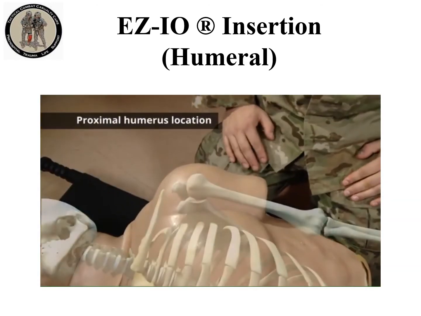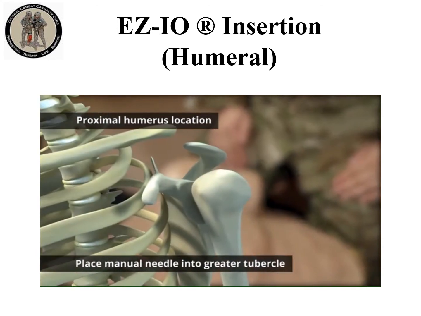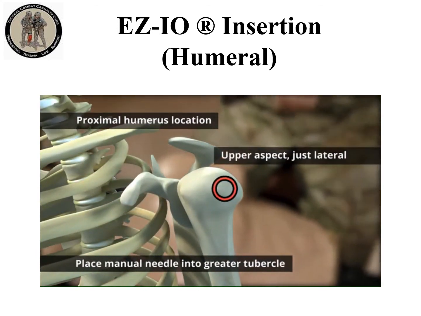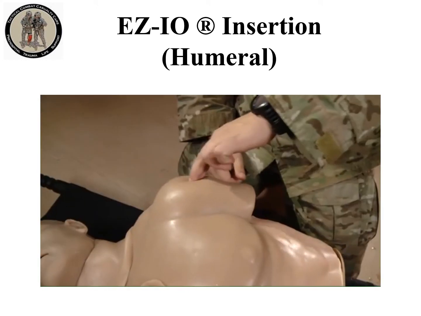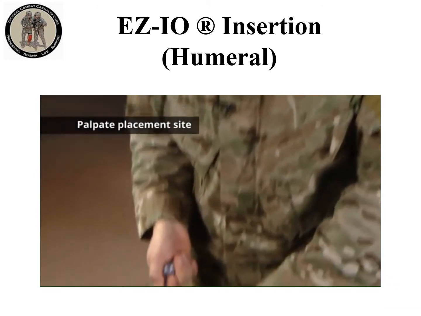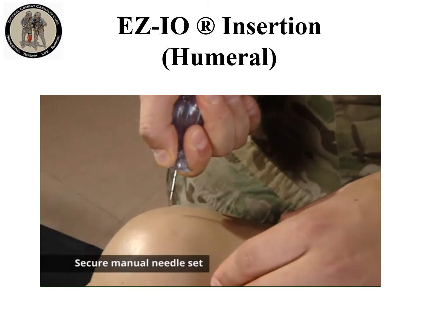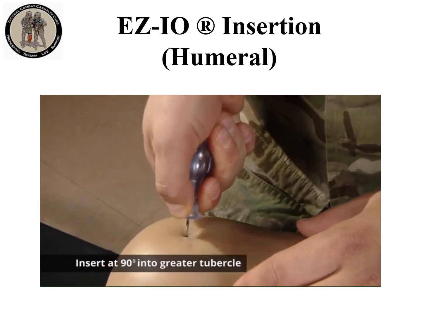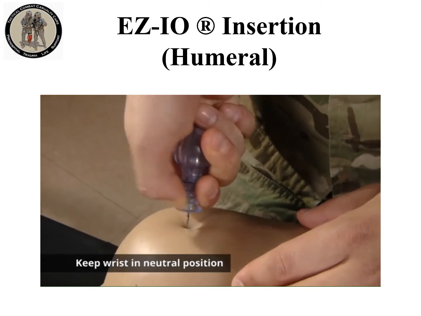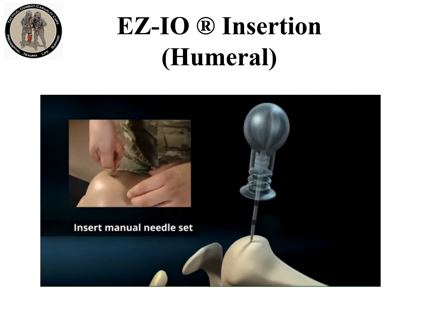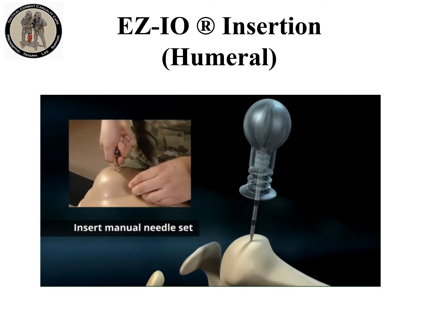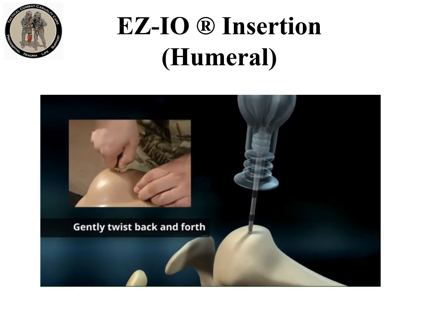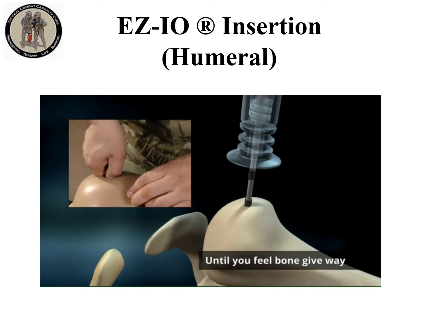For proximal humerus, we are going to place our manual needle set directly into the greater tubercle on the upper aspect and just lateral on the humerus. We are going to palpate the appropriate placement site. We're going to secure our manual needle set and at 90 degrees into the greater tubercle, keeping our wrist in a neutral position, we're going to begin to insert the manual needle set. Being sure to not flex or extend the wrist, we are going to gently rock back and forth until we feel the bone give way.